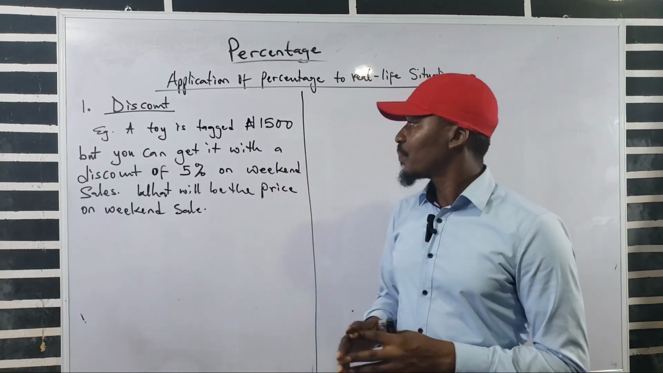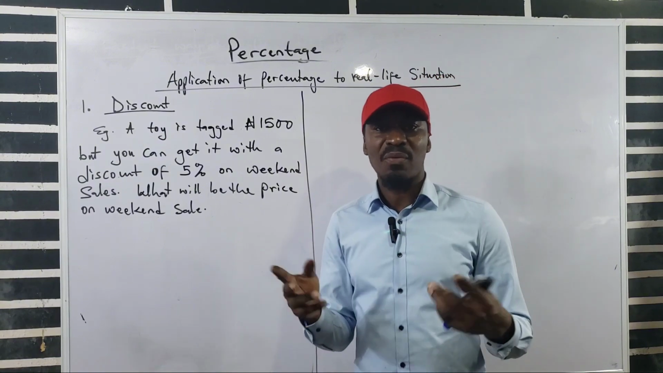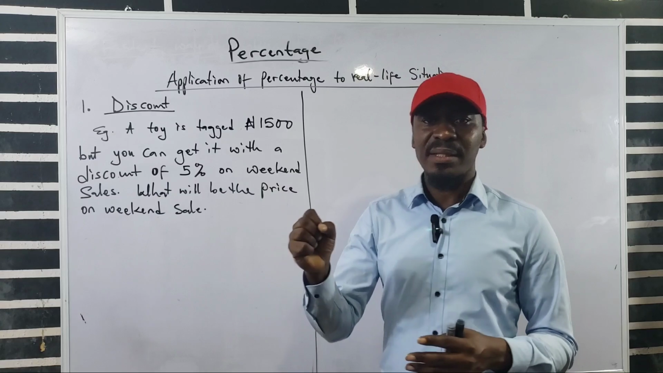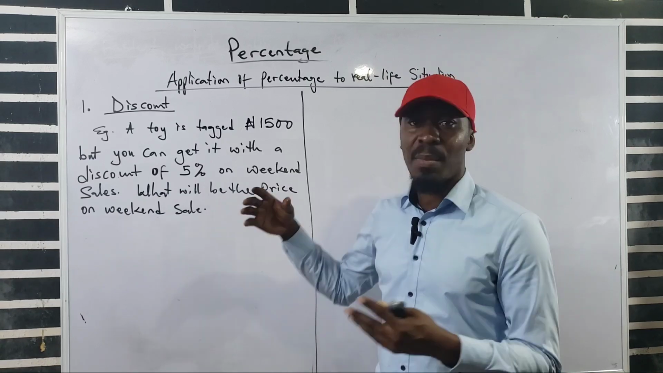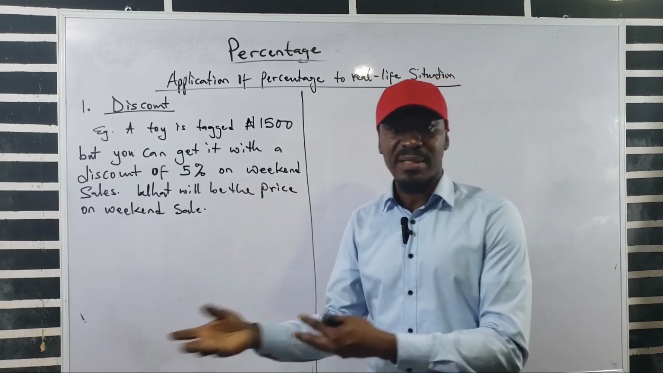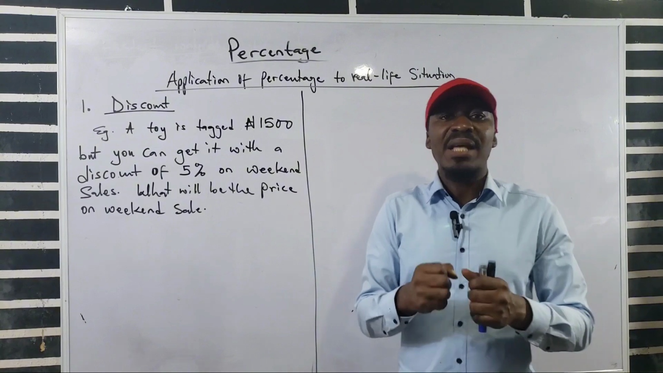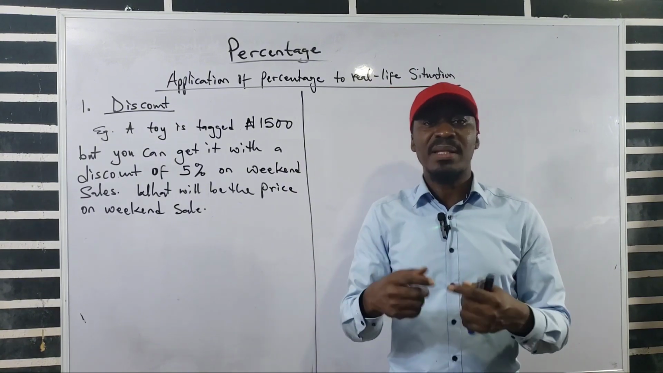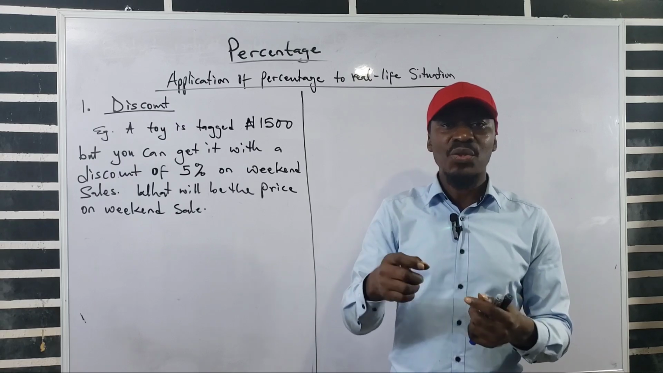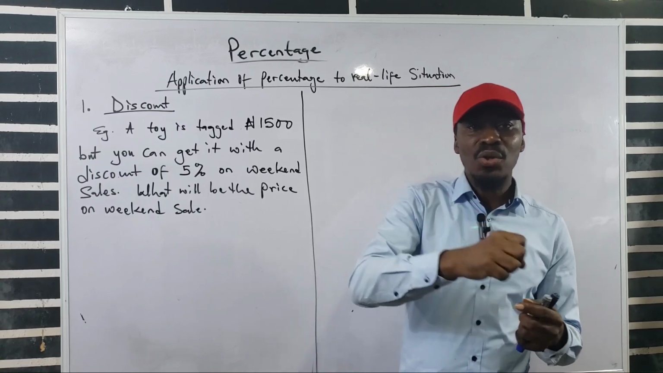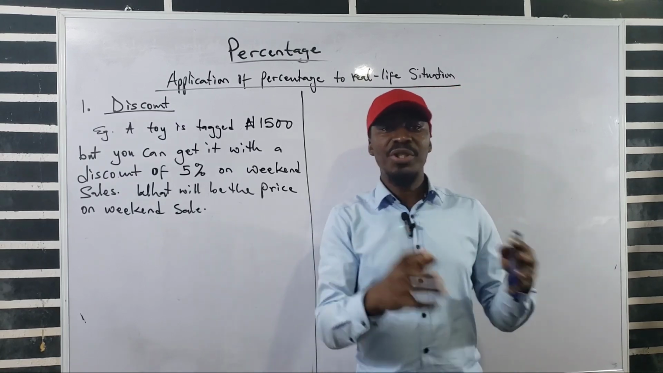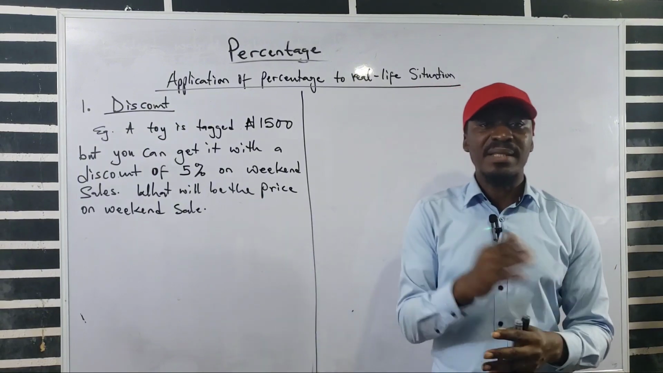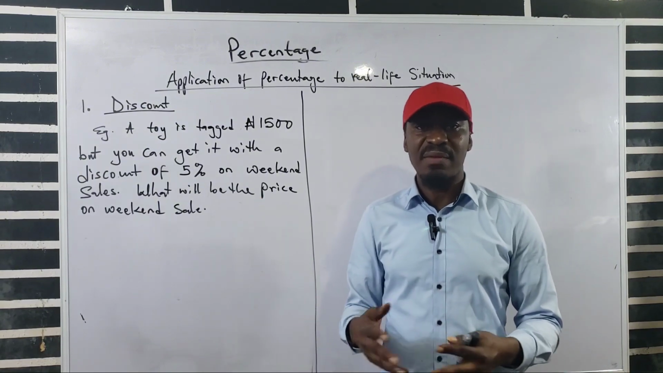Now, discount has two types of questions that we can ask you. We can ask you to find the new amount after a discount, or we can ask you to find the discount amount. What we mean by discount amount is that we can ask you to find the amount that's going to be removed from the original price. But let's look at this question and see the type of question on discount that is given to us.